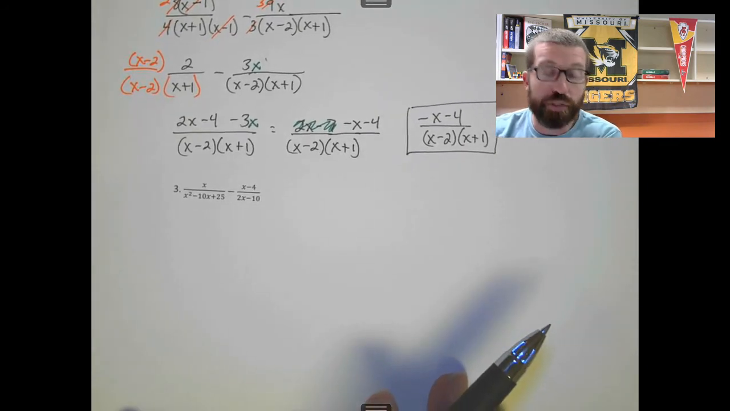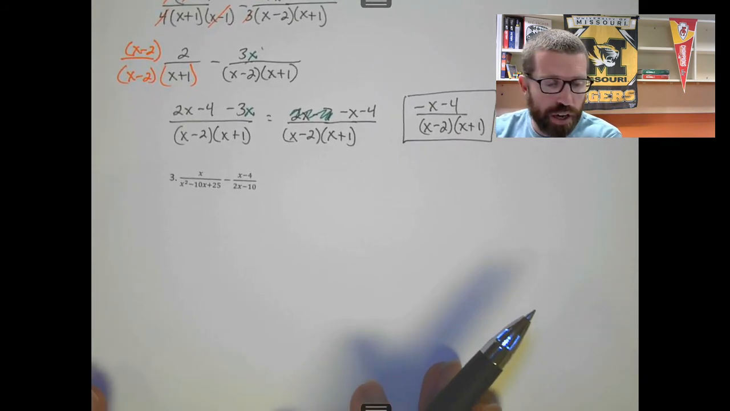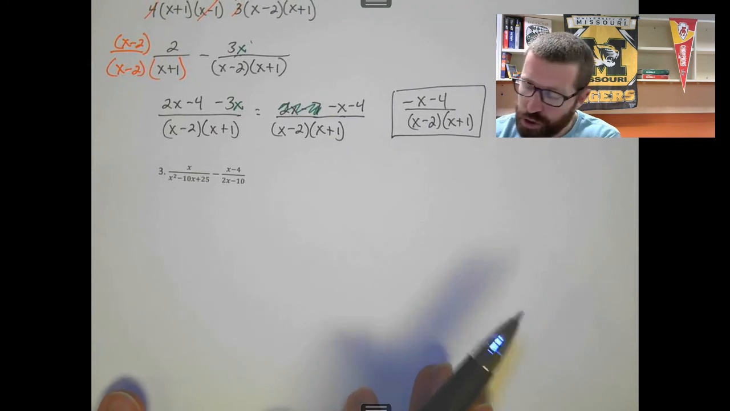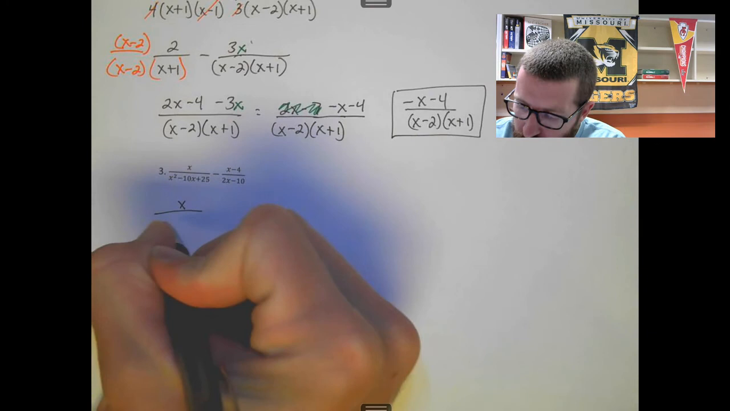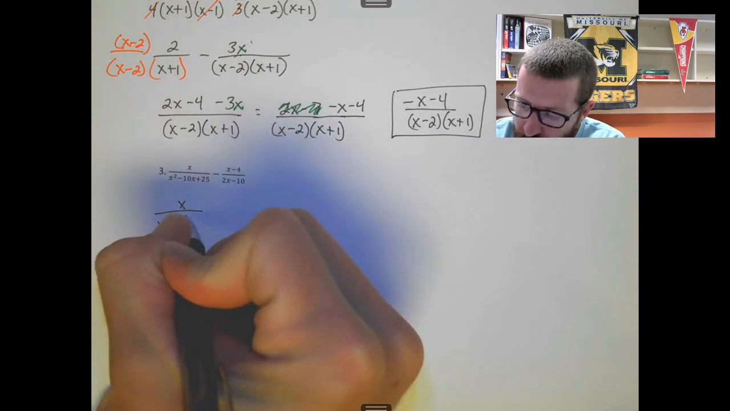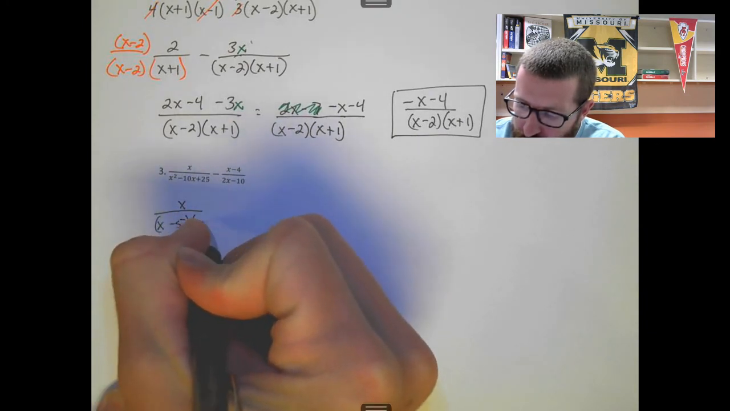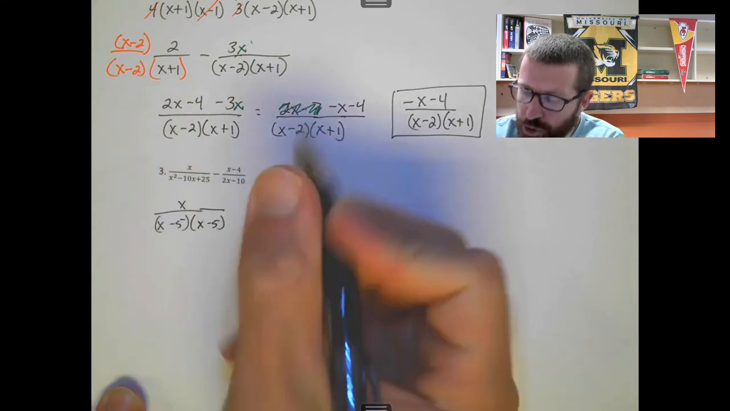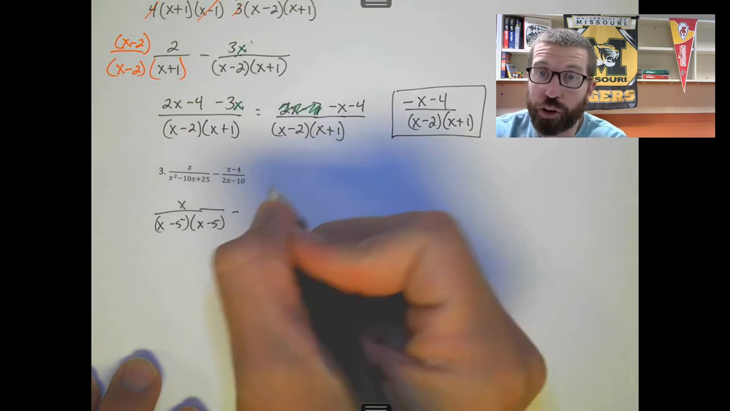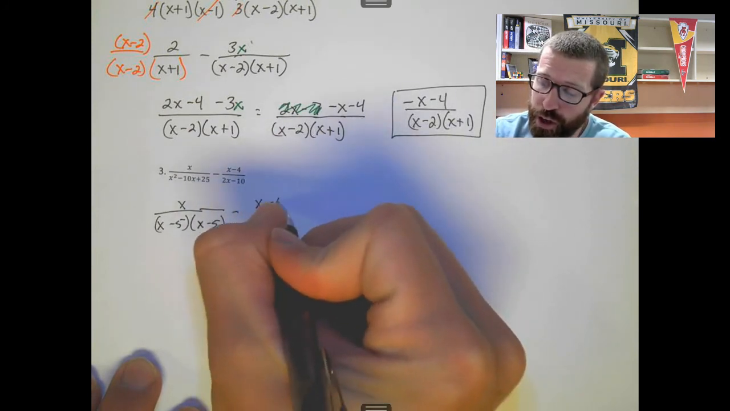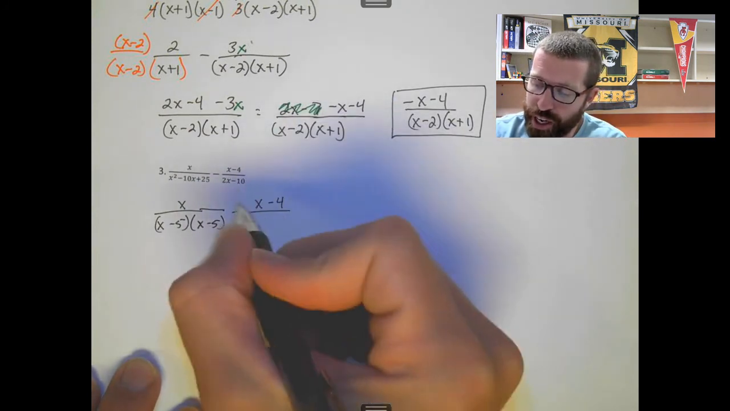Okay, and then last one, give this a shot on your own if you haven't already. Pause the video and factor this out. You have x minus 5 times x minus 5 on bottom. Two numbers that multiply to 25 and add to negative 10. It's a perfect square trinomial. And then here you can take out a 2.